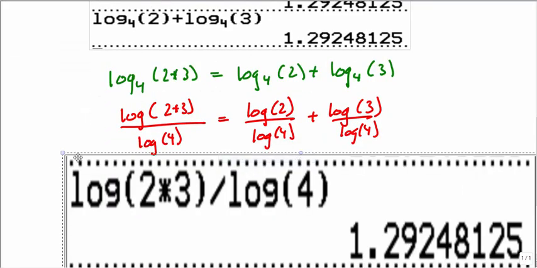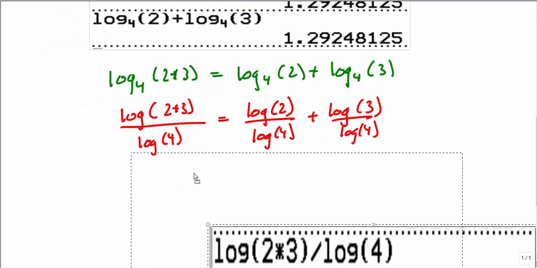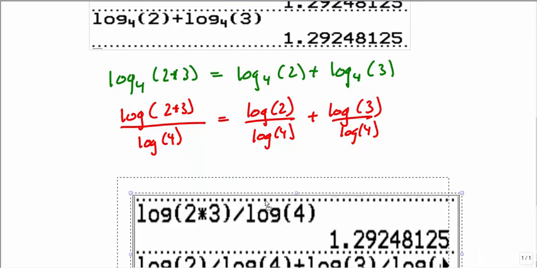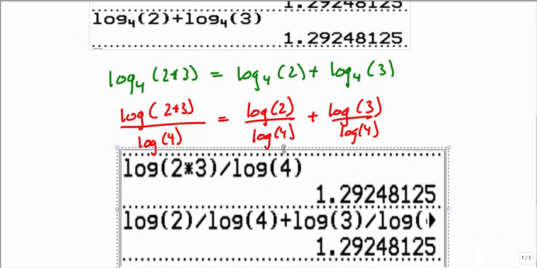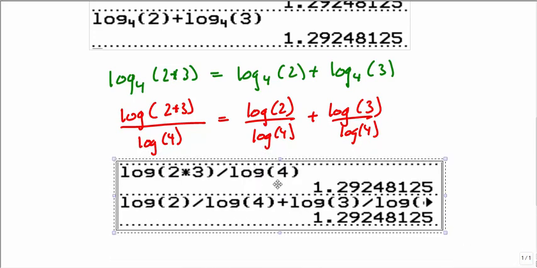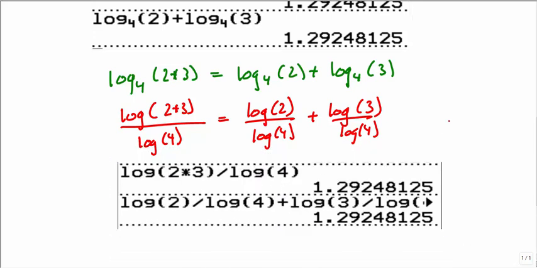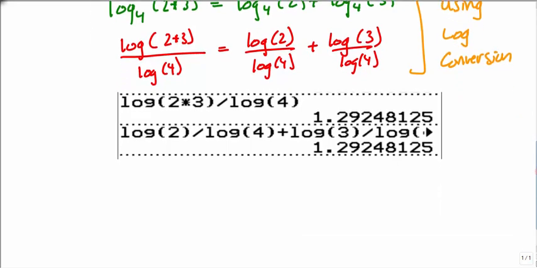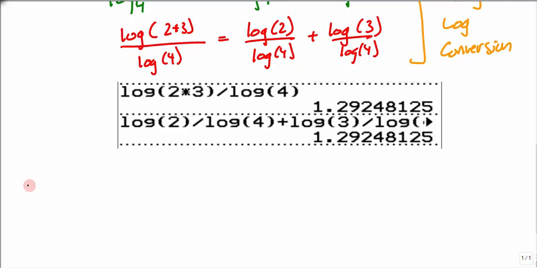So what we did for the second part is the same exact problem, but if you don't have that log base key, I could use the log conversion form. So this is using log conversion. And all we did is verify the identity. We didn't solve or anything. I just showed that the identity actually works for numbers. Okay, so let's look at another example.